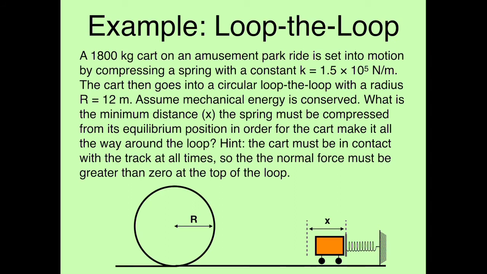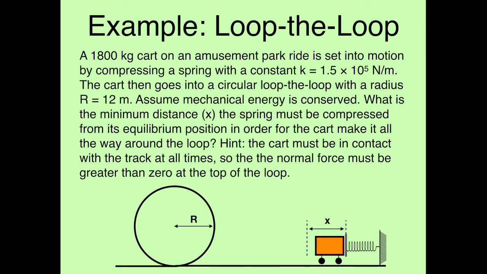In this case, we're dealing with a cart that goes into a loop-the-loop in an amusement park ride. We have an 1,800 kilogram cart, which is set into motion by compressing a spring that has a force constant K of 1.5 times 10 to the 5 newtons per meter. The initial state looks like this. We have the cart up against the spring, which is compressed by some distance, and the spring is storing some energy when we do that. We release the cart, then it shoots off this way. It goes into the loop-the-loop, which has a radius of 12 meters.